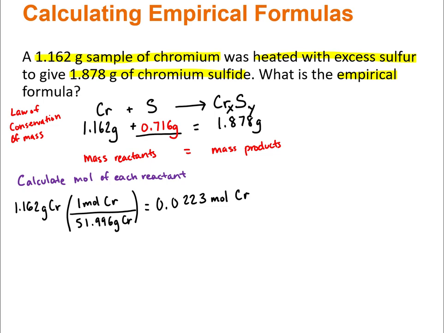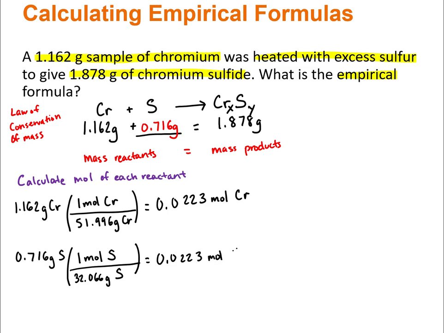We do the same thing for the sulfur. And we're not really worried about sig figs at this point. We're just trying to get a rough idea. So what we know now is how many moles of each reactant we have in this compound. We've got 0.0223 moles of chromium, same number of moles of sulfur.